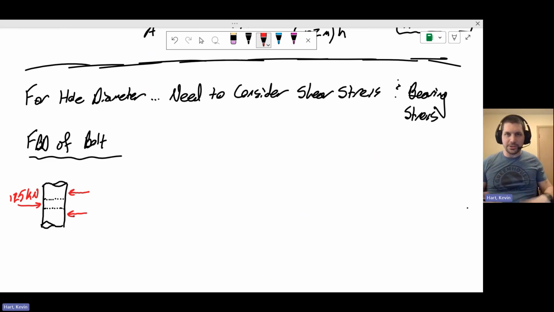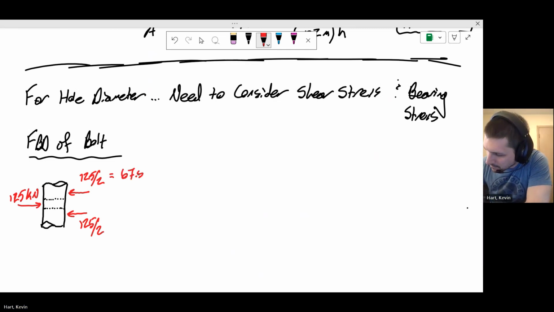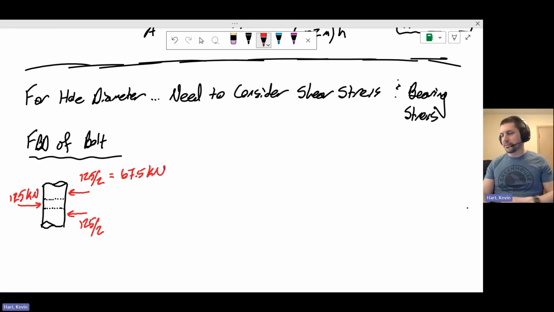Because this is a case of double shear, that case that we talked about in class today, those loads, in order for equilibrium to hold, will have to be exactly half of the 125 kilonewtons. So this is 125 over 2, and this is 125 over 2. Or, if you do the math on this, 67.5. So this really is the free body diagram of the bolt as it's interacting with the tie rod and the two flanges that are holding it and stopping it from moving. So this is the situation for the bolt.